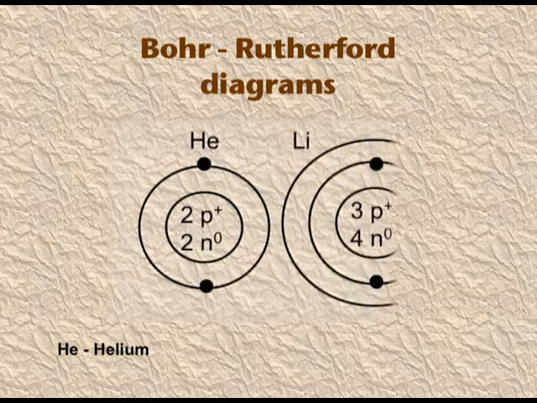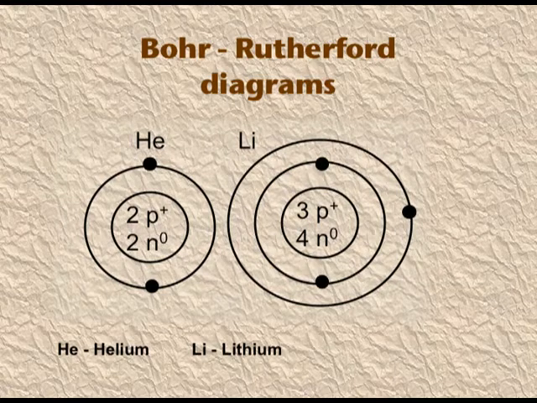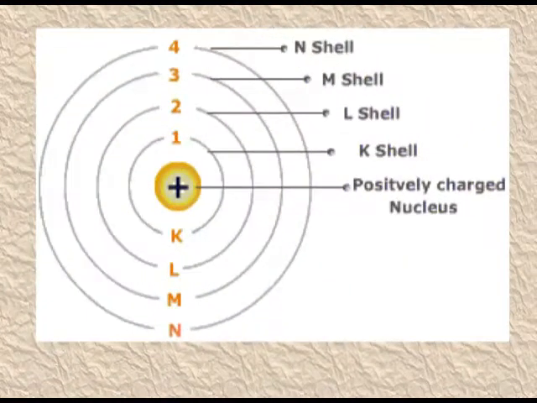One more example, lithium. Atomic number of lithium is 3. That means it has 3 protons and 3 electrons. Just see its structure. In the nucleus, it has 3 protons and 4 neutrons, and there are 3 electrons. You can see that in the inner orbit there are 2 electrons, and in the outer orbit there is 1 electron. This picture shows you the KLMN shells in orbit.